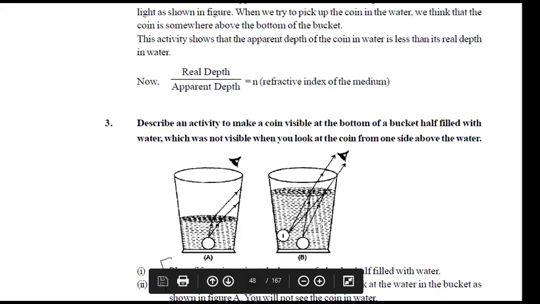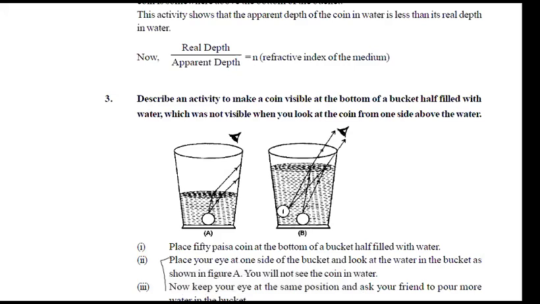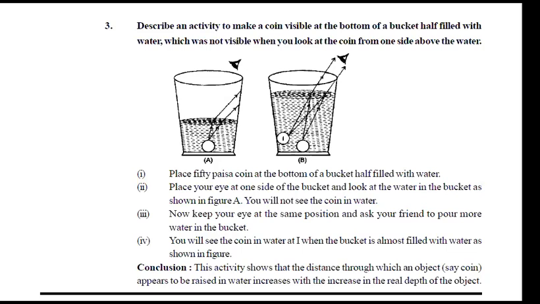And this is one more example in which we see that the pencil, if you observe the pencil, it seems like it is bent. Yes or no? It seems it is bent. That is also due to refraction. Got it? So these are some activities which you can do. Yes, everyone got it.